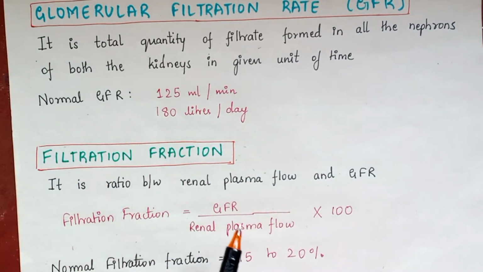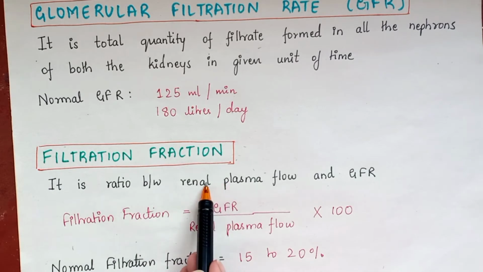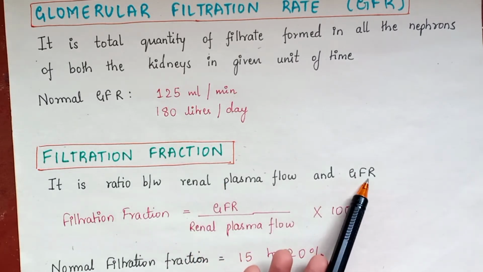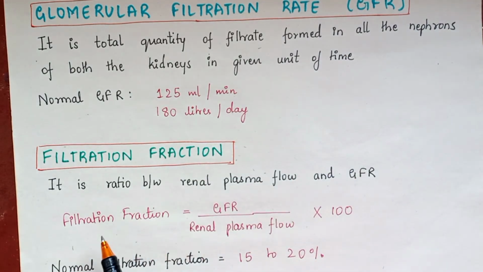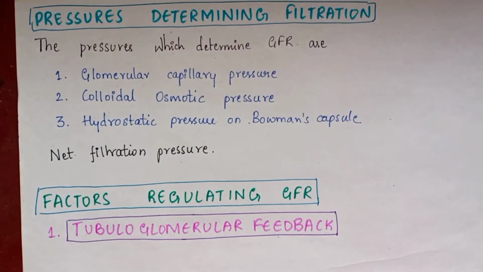Another thing is filtration fraction. It is the ratio between glomerular filtration rate and renal plasma flow. This actually helps us in knowing the fraction of blood which is filtered. It is GFR upon renal plasma flow into 100. So normal filtration fraction is 15 to 20%. Now we understood the GFR.